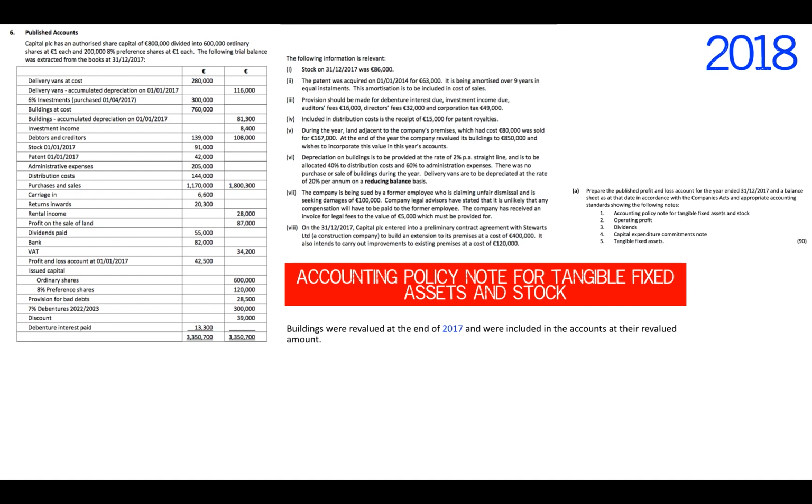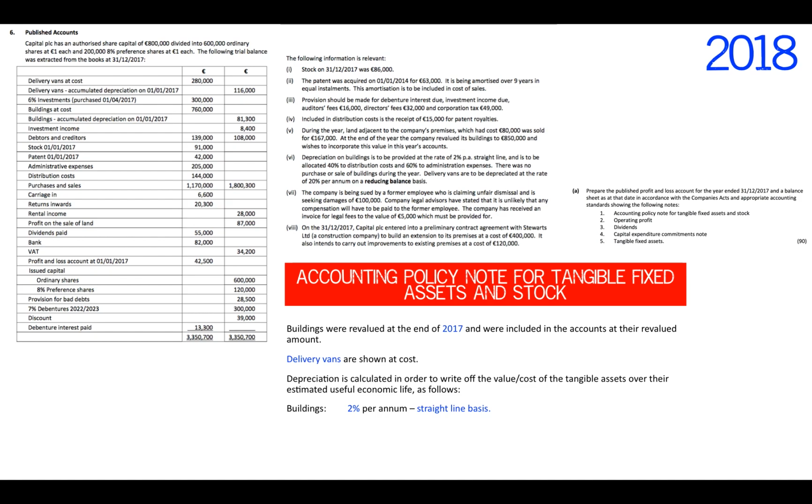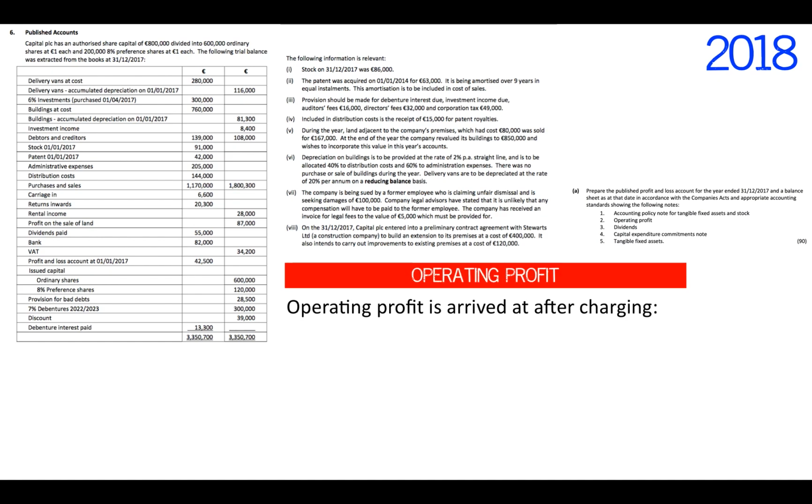Accounting policy notes for tangible fixed assets and stock. Buildings were revalued at the end of 2017 and were included in the accounts at their revalued amount. Delivery vans were shown at cost. Depreciation is calculated in order to write off the value or cost of the tangible assets over their estimated useful economic life as follows. Buildings, 2% per annum, straight line basis. Vehicles, 20% per annum, reducing balance basis. Stocks are valued on a first in, first out basis at the lower of cost and net realisable value.